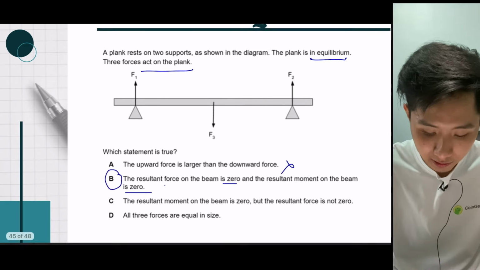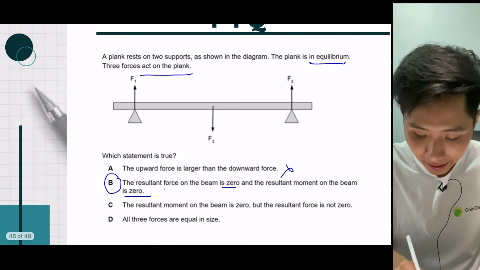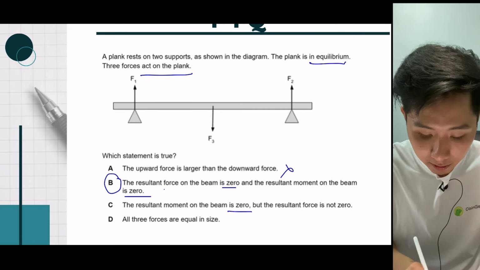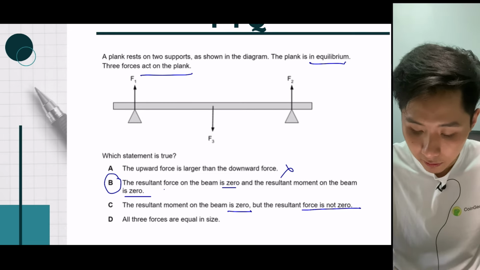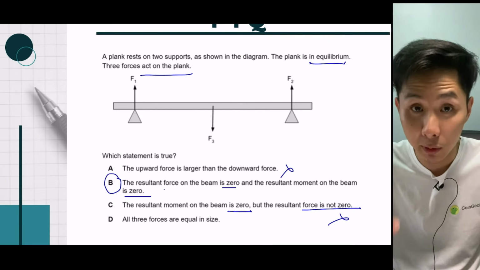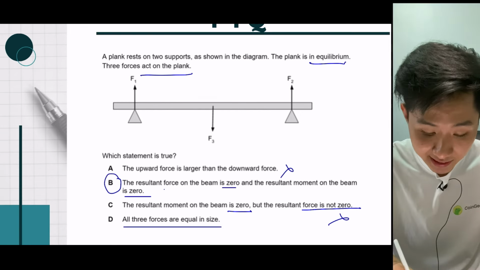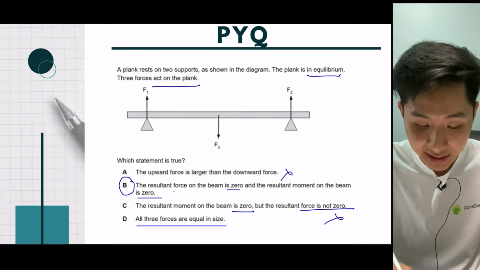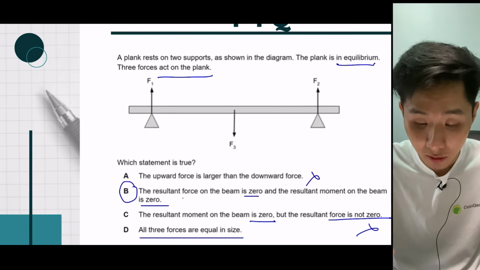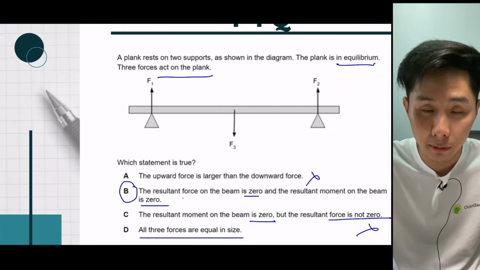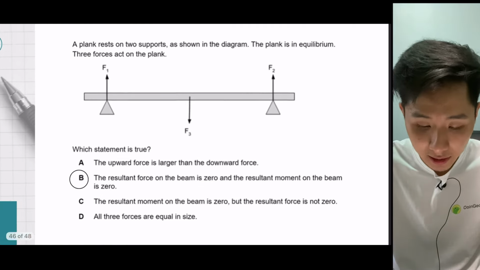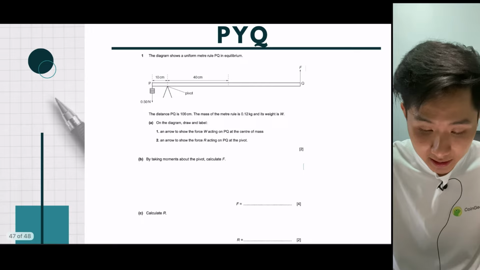Force and moment are equal to 0. But let's look at C. The resultant moment is 0, but the resultant force is not 0. So it's not correct because we need two conditions to be true. Then, all three forces are equal in size. You can't really say that because we don't just care about force. We also care about the direction of the force, which is the turning effect. All right, so the answer is B.